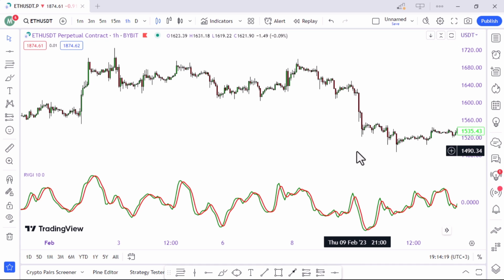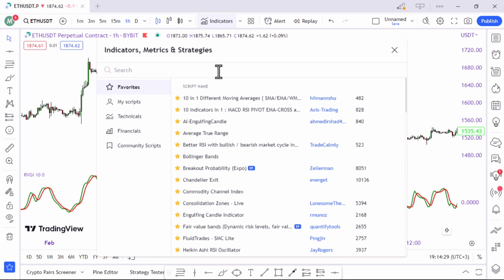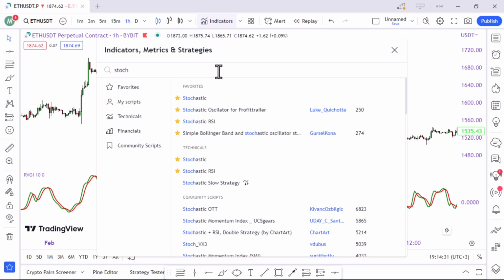So here are 5 trading strategies that I promised you using the RVI trading indicator. The first one is the relative vigor index with the stochastic oscillator. The stochastic is a leading indicator as it gives us advanced signals before they are reflected in the price behavior.